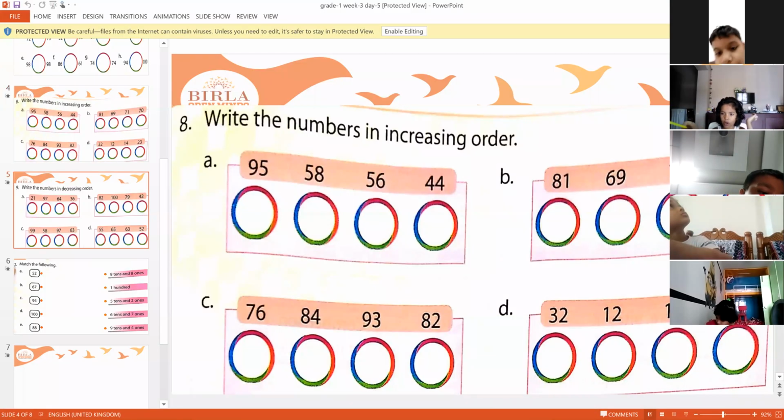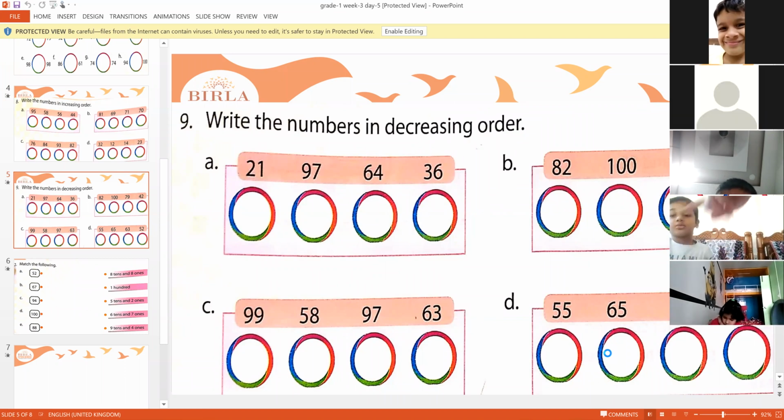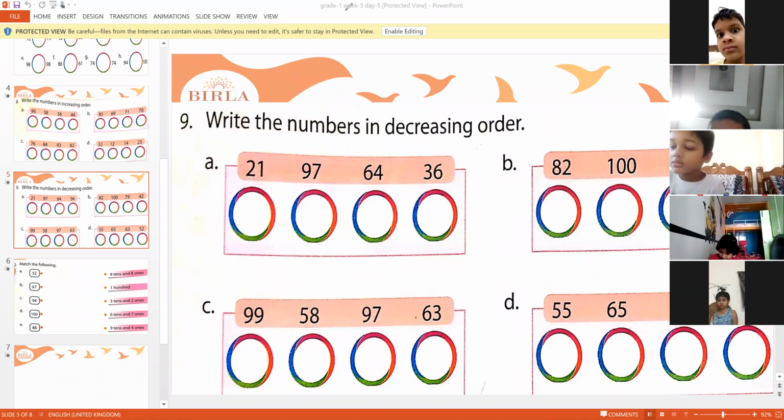Yes, children, now it's fine. Now I'll be arranging numbers from biggest to smallest, right? So again, whenever we want to compare the numbers, first we will compare the number in tens place. Okay. So now the first number is 21. Next is 97. Then 64 and then 36.